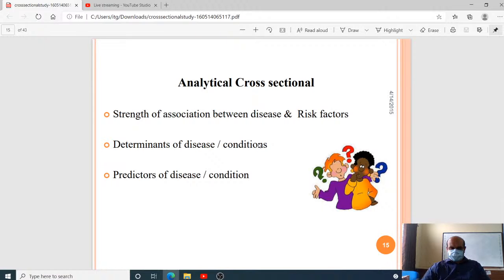Now, what does an analytical cross-sectional study do? It measures the strength of association between disease and risk factor. It determines the determinants of the disease and/or conditions. Or third, it determines the predictors of the disease or condition.